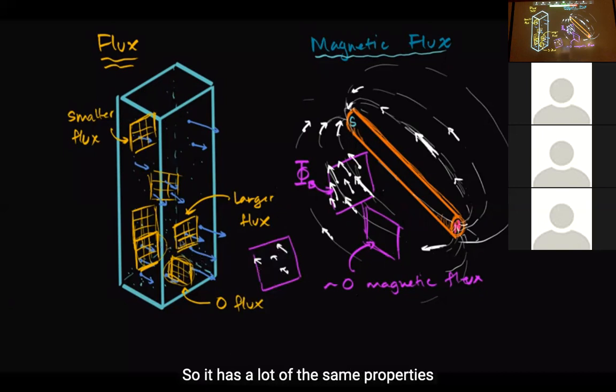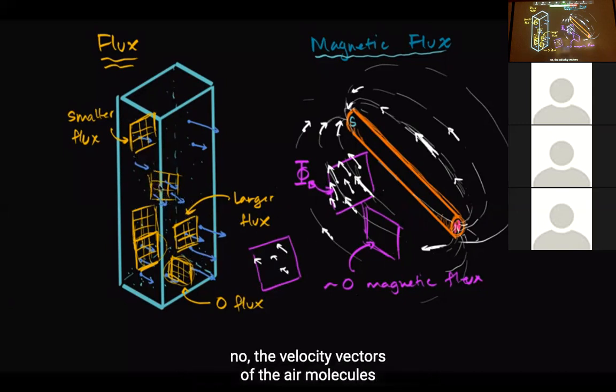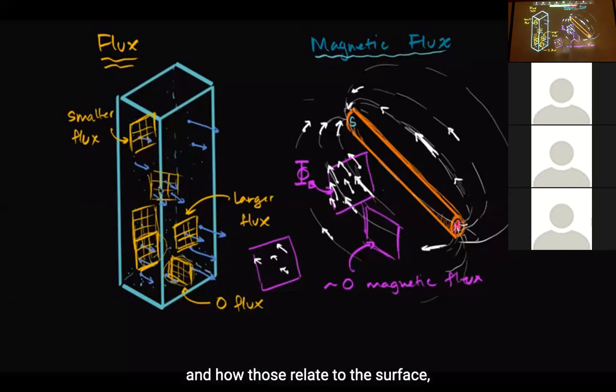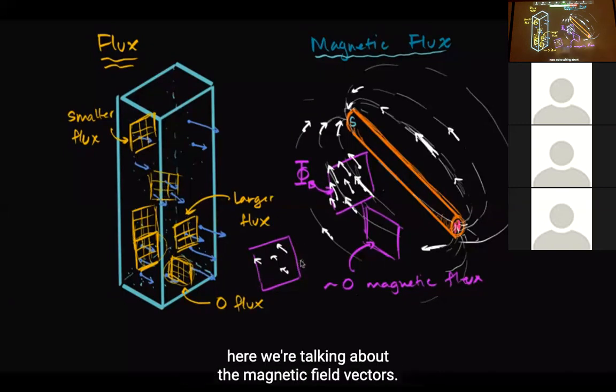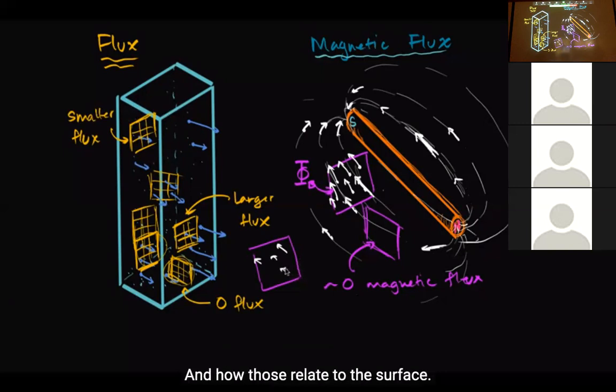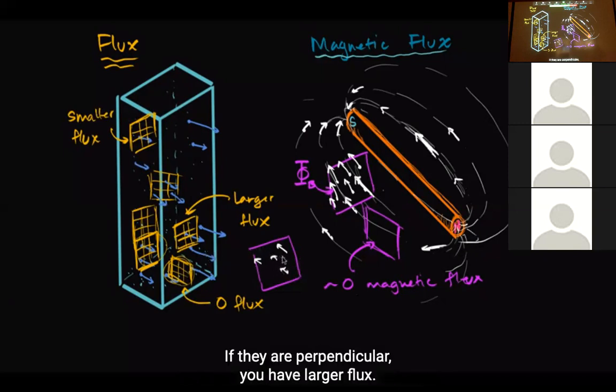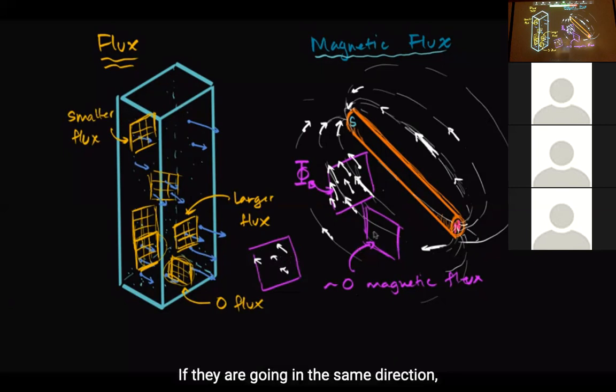So it has a lot of the same properties as this more physical flux that we were talking about before. But instead of talking about, say, the velocity vectors of the air molecules and how those relate to the surface, here we're talking about the magnetic field vectors and how those relate to the surface. But the metaphor, the analogy is still the same. If they are perpendicular, you have larger flux. If they are going in the same direction, you might have zero or very little flux.